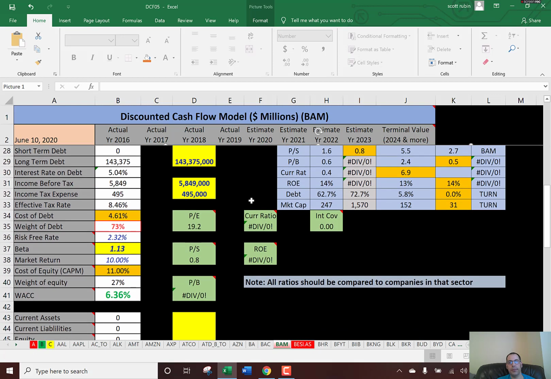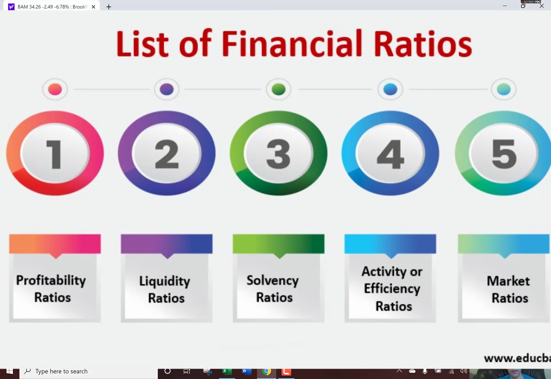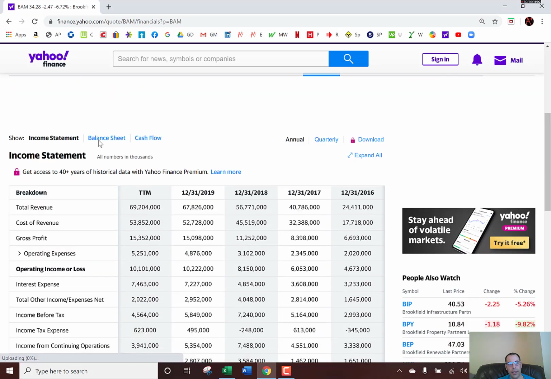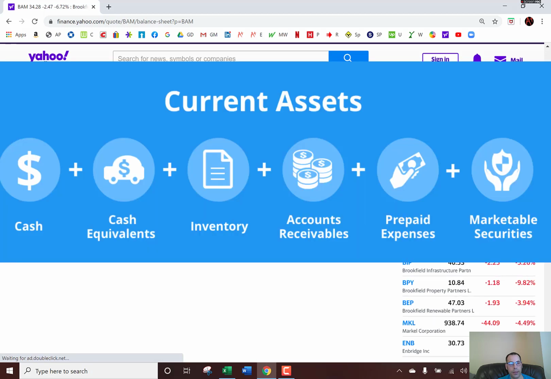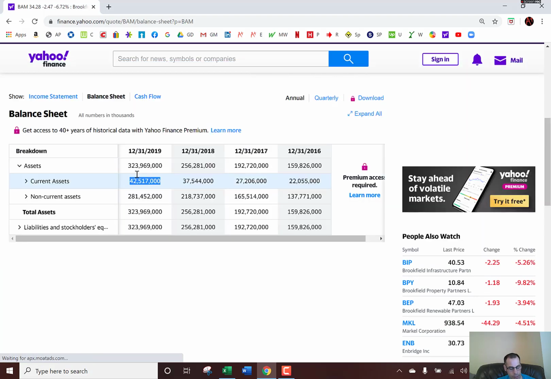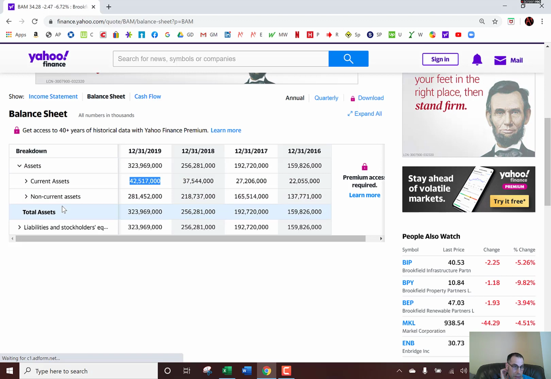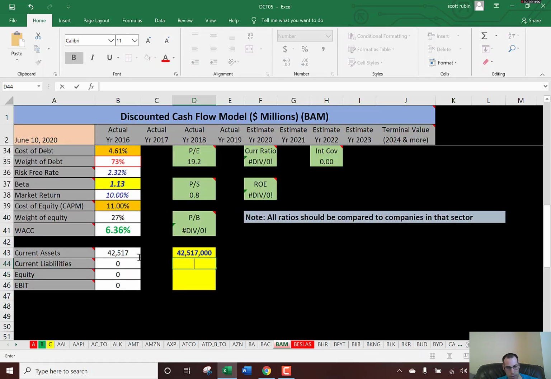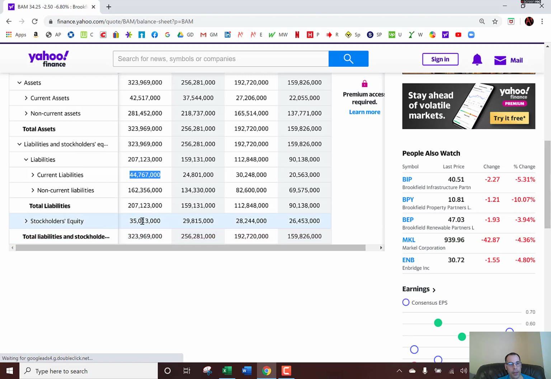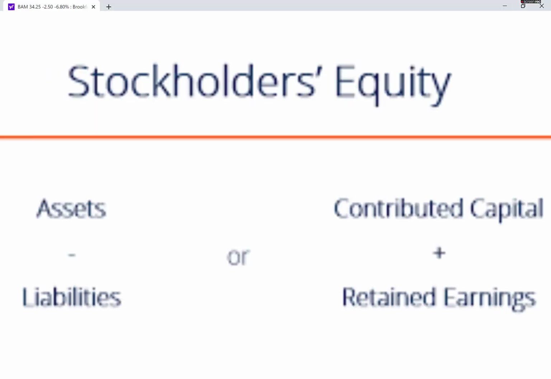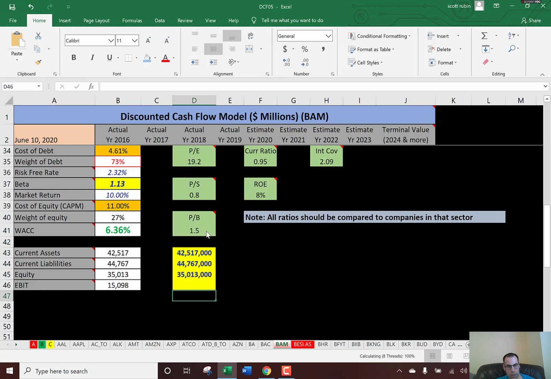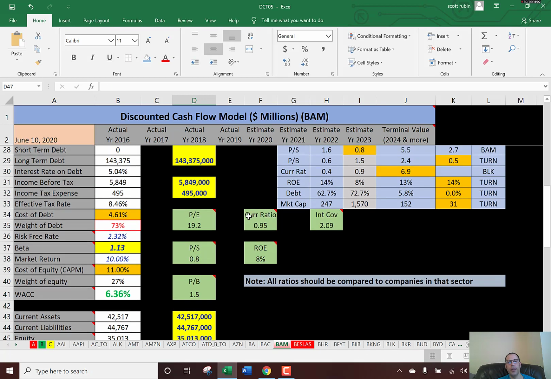Let's look at their financial ratios. We need some more information. And we got to go back to the balance sheet. And let's get their current assets. $42 billion. Current liabilities. $45 billion. Stockholders' equity. And then their operating income, which is $15 billion. So let's look at their ratios.